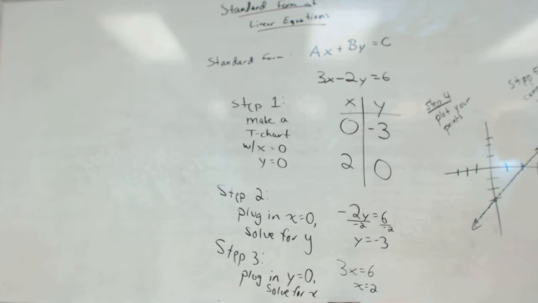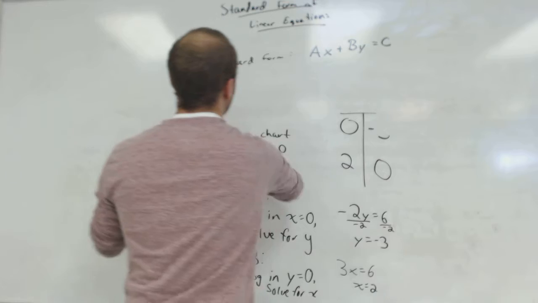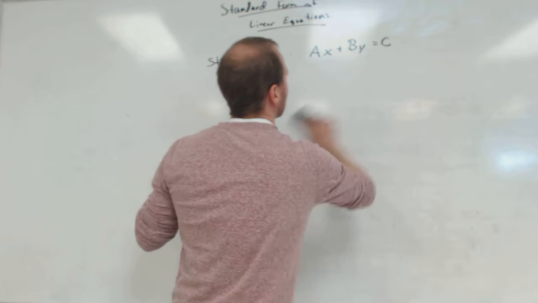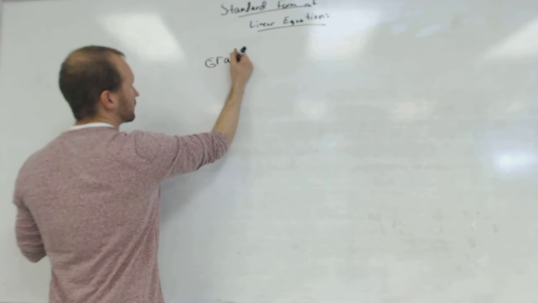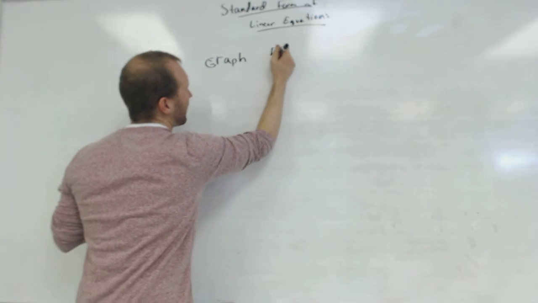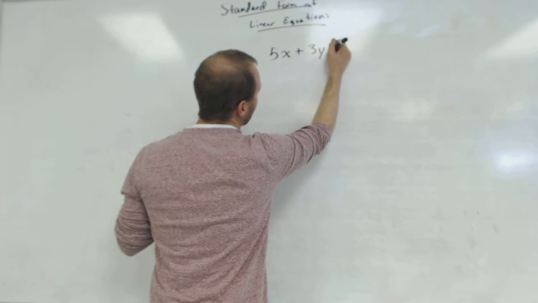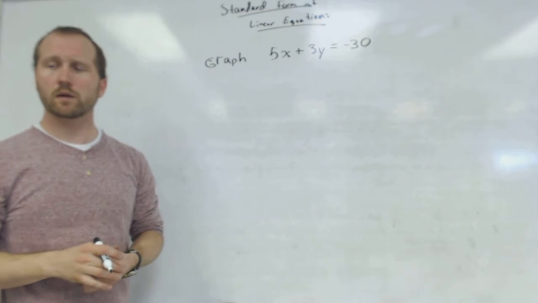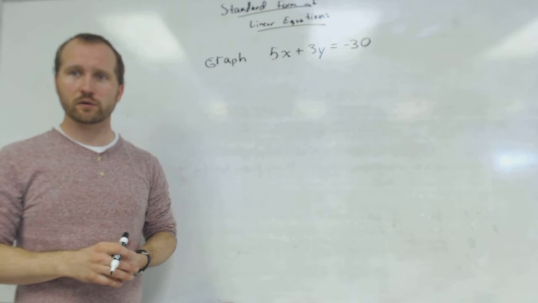All right, you guys have this all down? Let's see if you can guide me through an example. So, what if I asked you to graph 5x plus 3y equals negative 30. Okay. What's our first step? Look at your notes. You have them right in front of you.